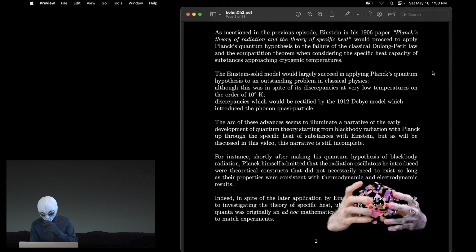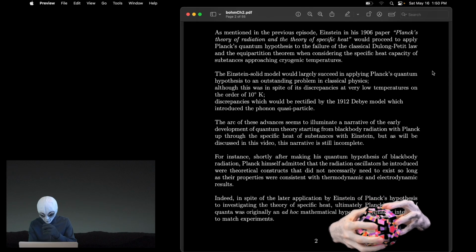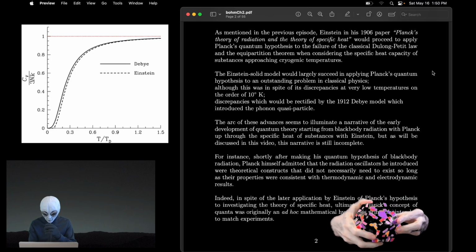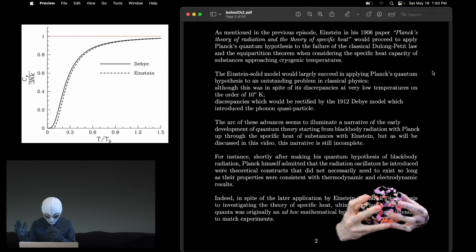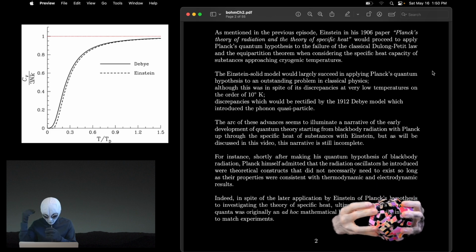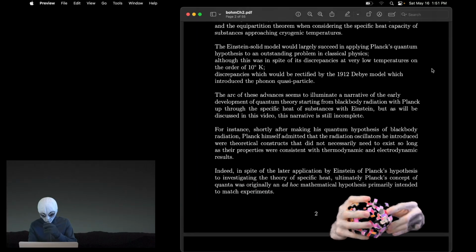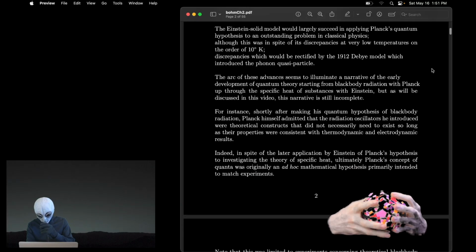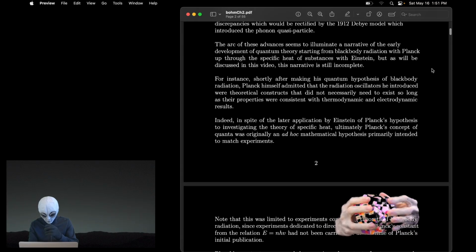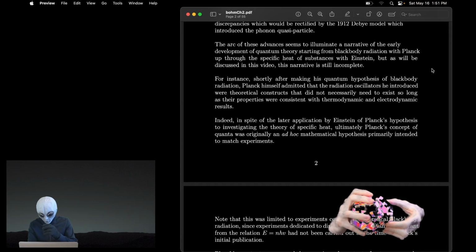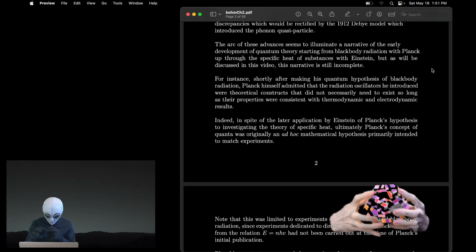The Einstein solid model would largely succeed in applying Planck's quantum hypothesis to an outstanding problem in classical physics, although this is in spite of its discrepancies at very low temperatures on the order of 10 degrees Kelvin, discrepancies which would be rectified by the 1912 Debye model, which introduced the phonon quasi-particle. The arc of these advances seems to illuminate a narrative of the early development of quantum theory, starting from black-body radiation with Planck up through the specific heat of substances with Einstein, but as will be discussed in this video, this narrative is still incomplete.